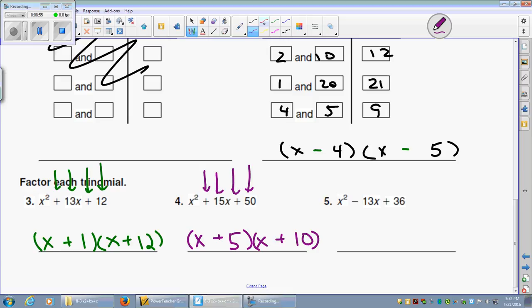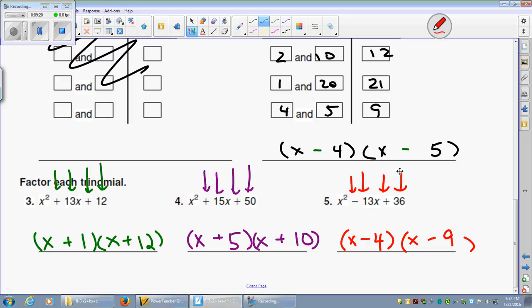Last but not least, let's do this one. Again, you're going to start it off the same way each time, x and x. Factors of 36 that add to give me 13. This one's a little bit tougher. I'm thinking 9 and 4. This goes on the bigger one. So if it goes on the bigger one, I end up getting a negative 9. And to get to negative 13, I need to take 4 more away.